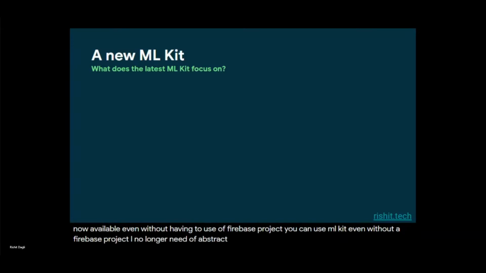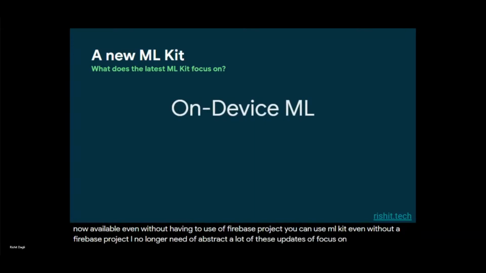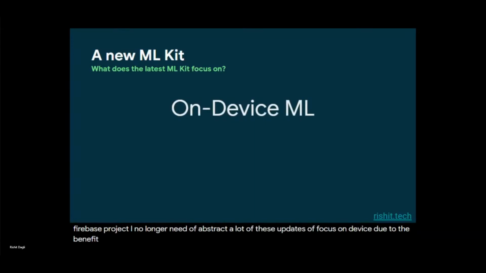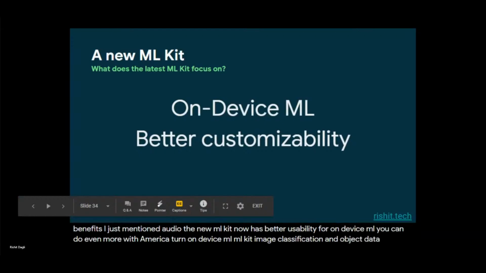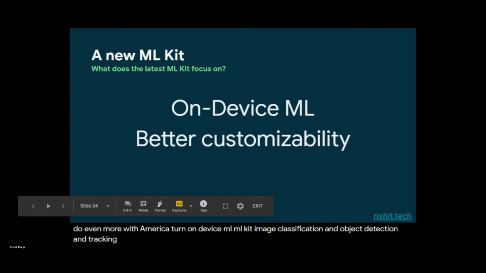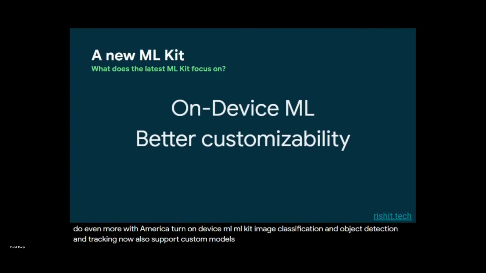As I said earlier, a lot of these updates are focused on on-device ML. Due to the benefits I just mentioned earlier, the new MLKit now has better usability for on-device ML. You can do even more with MLKit and on-device ML. The MLKit image classification and object detection and tracking now also support custom models. So these two services with MLKit now also support custom models.